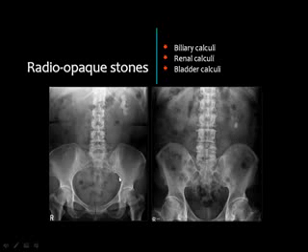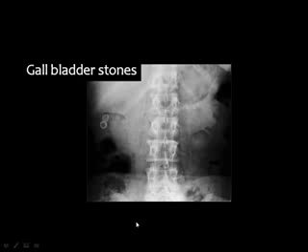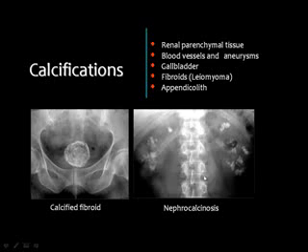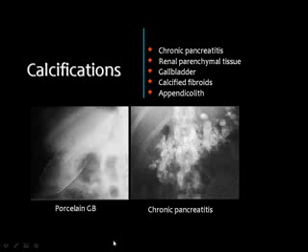As you can see in these two different patients, this is a small left renal calculus, and this is a large left renal calculus, which is known as a staghorn stone. And in this X-ray, you can see two radiopaque calculi in the gallbladder region projected outside the renal shadow. And here you can see multiple calcific foci in the renal area, representing a case of nephrocalcinosis. And this is a calcified uterine fibroid in an X-ray of the pelvis of a female patient.